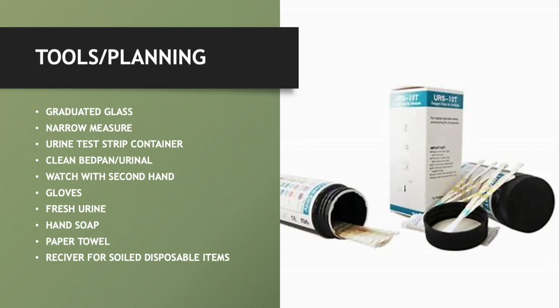The following tools are very important for this procedure. You must make sure that you have a graduated glass to pour your urine, a test strips container with strips inside, a clean bedpan or urinal used to collect urine from the patient, a watch with a second hand, gloves, fresh urine from the patient, hand soap to decontaminate your hands, antiseptic hand spray to decontaminate your hands, paper towel, a small paper, and a receiver for soiled disposable items.